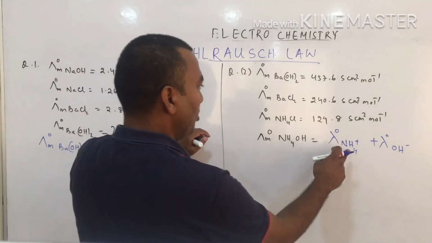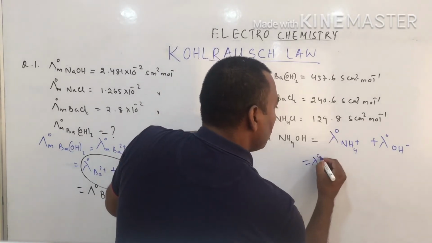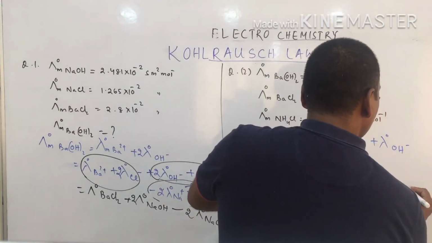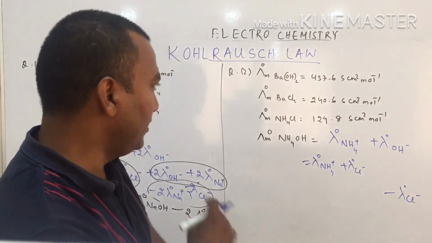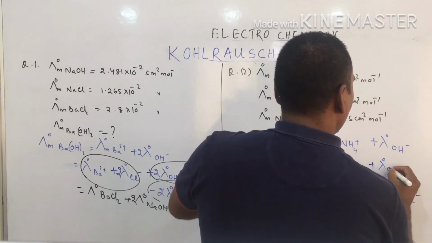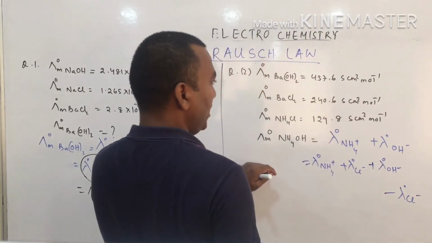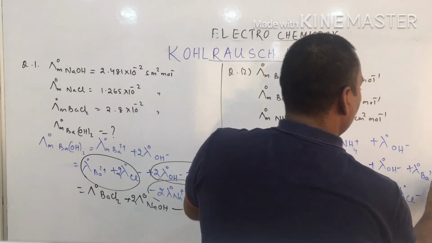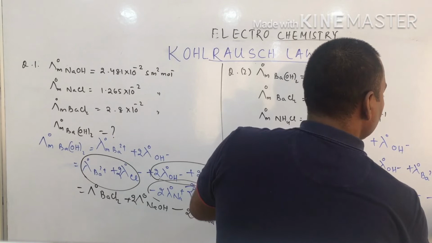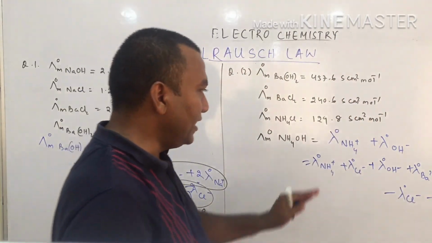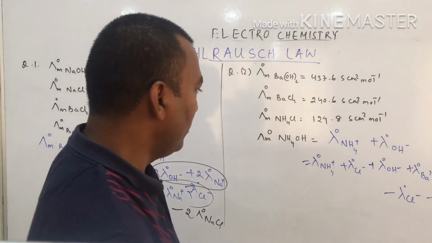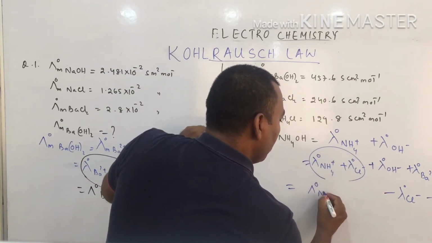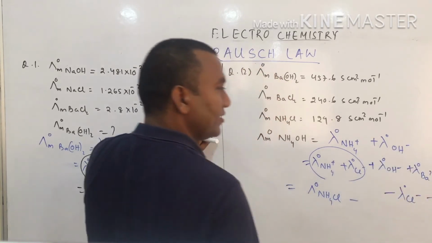Okay, rearrange. So NH4 plus, NH4Cl given. So what we'll do? We'll add 1 Cl minus, and if we add 1 Cl minus, definitely we'll subtract 1 Cl minus. Clear? Next is lambda naught of OH minus, here given barium hydroxide. So definitely you have to add Ba, lambda naught of Ba2+ minus lambda naught of Ba2+, like this. If you write in this format, something is wrong here, because the maximum number of students will write in this format. After writing, this is lambda naught of NH4Cl, then this is lambda naught of barium hydroxide.